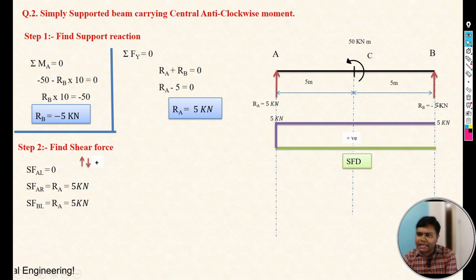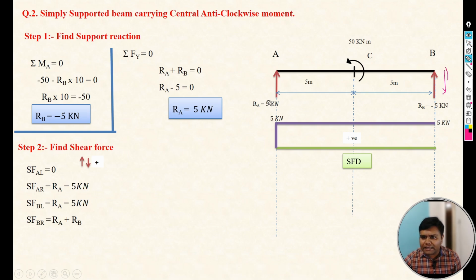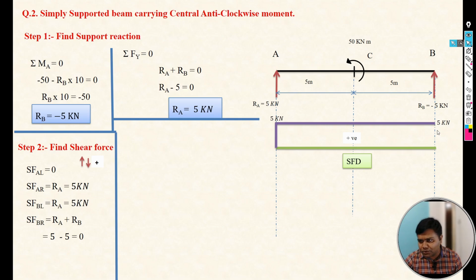Now take the section at B right. If you see on the B right, Ra is upward and Rb is upward, so both are positive, so Ra plus Rb, but Ra is plus 5 kilonewton and Rb is minus 5 kilonewton. If you put both values, plus 5 minus 5, that will be 0, which means the shear force diagram will close at this location.